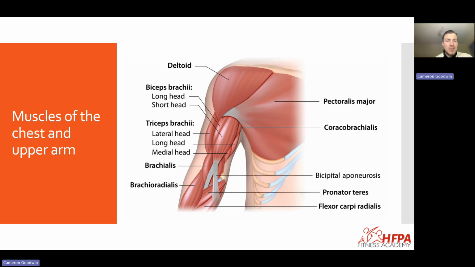Now, I'm going to use my laser again. Hopefully you can see it. Now, we mentioned the deltoid. So we have the anterior, we have the medial, and then you also have the posterior, which we'll look at later.